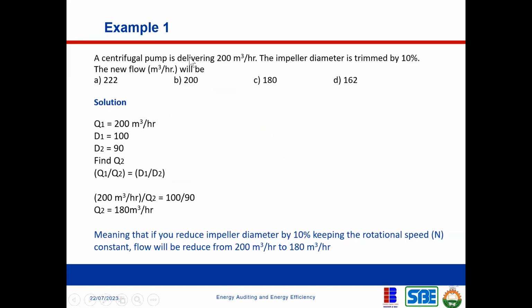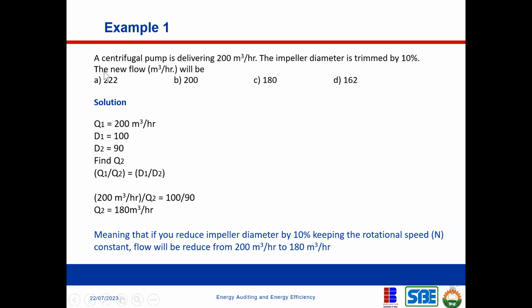Now a centrifugal pump is delivering 200 meters cubed per hour. This is the flow. The impeller diameter is trimmed, so you reduce the impeller diameter by 10%. You can assume that the impeller diameter is 100%, and if you reduce it by 10%, it comes down to 90%. So D1, the first diameter, is 100. D2 is 90. They didn't say that directly here, but that's what it means. If you are reducing anything by 10%, it means that there is a 10% reduction. You can decide to use 50 and 45, and you will arrive at the same answer.